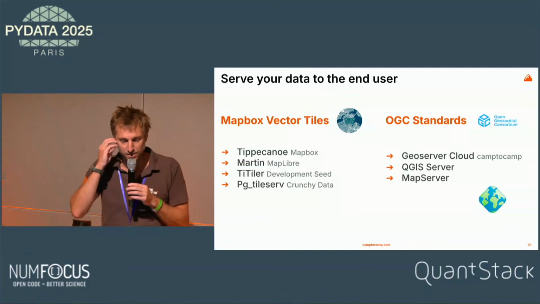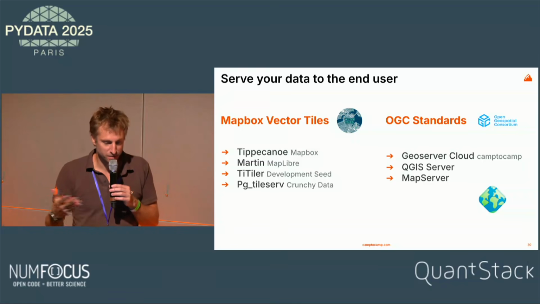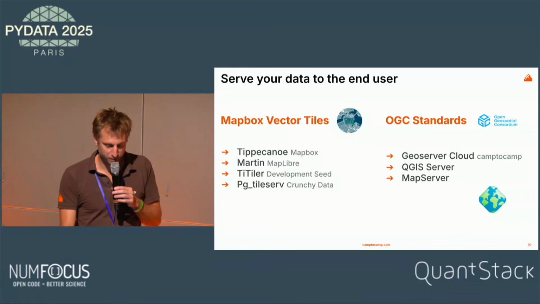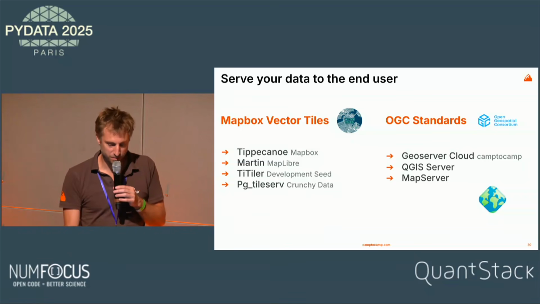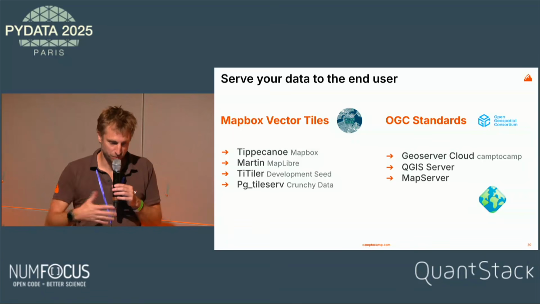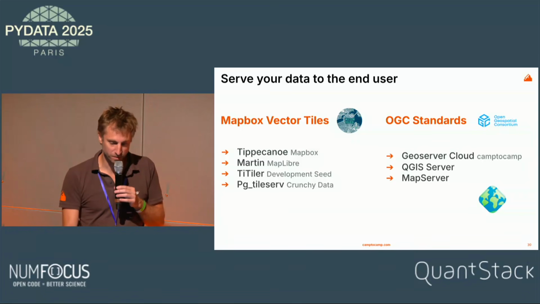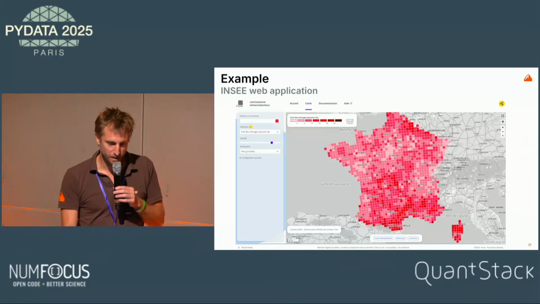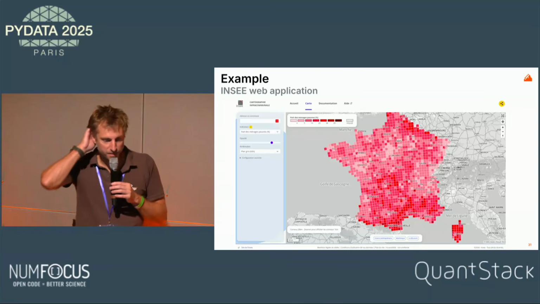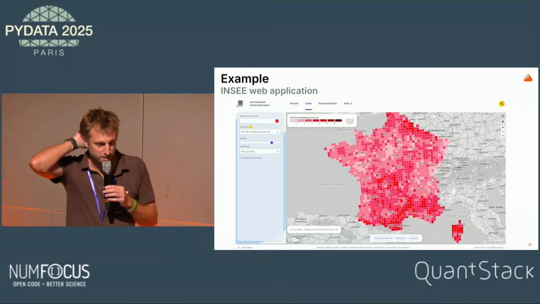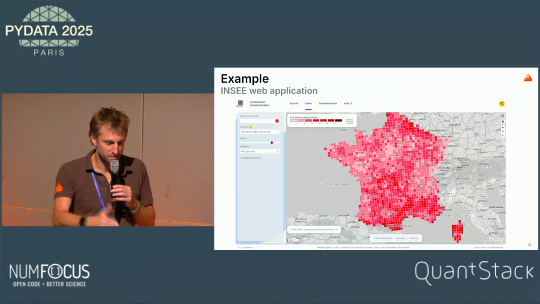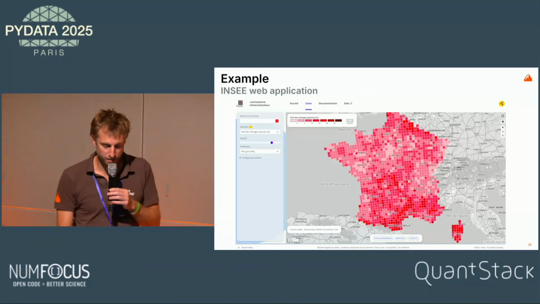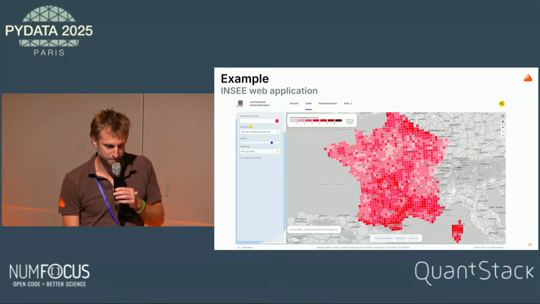You can have vector tiles or raster tiles, and OGC standards to be interoperable with all GIS systems. Tools like GeoServer Cloud help to provide all the OGC standards from your data. This is an example from INSEE, a statistics office in France. With vector tiles, they have all their pipelines, and the end user can visualize all the data very quickly thanks to these formats.